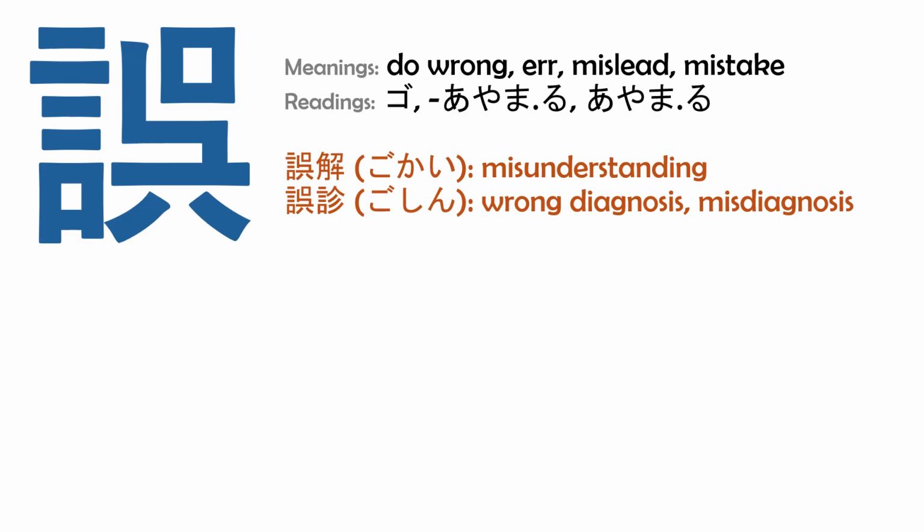In speech, when you see gokai, this kanji gives the sense of something being wrong in understanding. When you see goshin, it shows the idea of an incorrect medical judgment, the same core meaning of error applied to diagnosis.